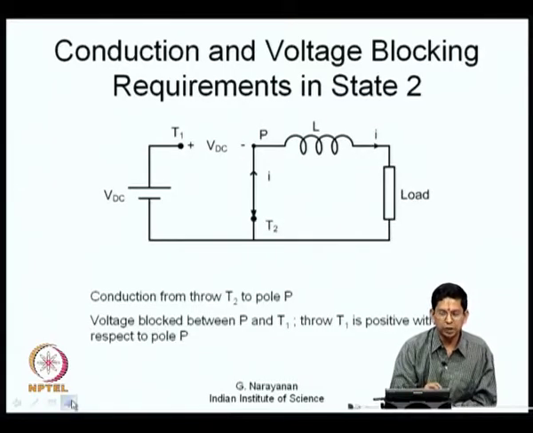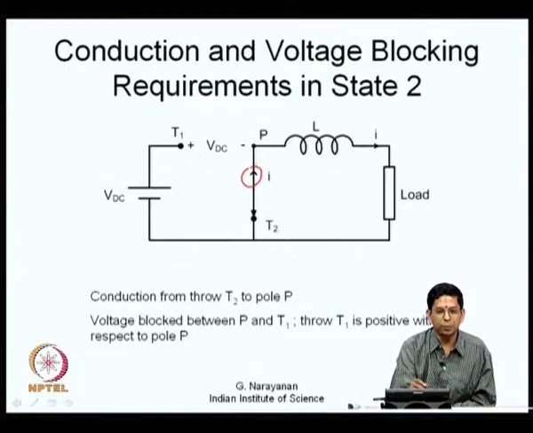If you look at state 2, it is slightly different. Pole is connected through T2. Now, the direction of conduction is as indicated here. It conducts from T2 to P. The other switch which comes between P and T1 is actually off now, and this blocks a voltage, and this voltage is such that T1 is positive with respect to P. The entire VDC comes across T1 and P. So, T1 is positive with respect to P. So, that is the requirement.